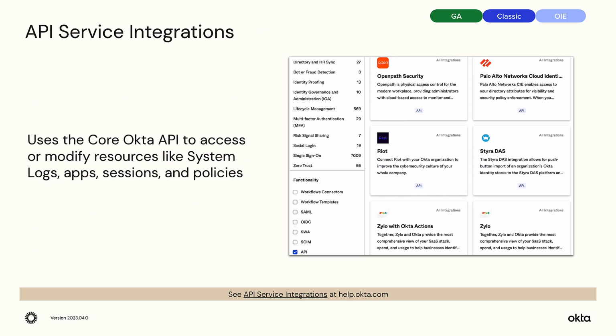API service integrations. Using a more secure OAuth 2.0 connection than access tokens, this integration type uses the core Okta API to access or modify resources like system logs, apps, sessions, and policies.